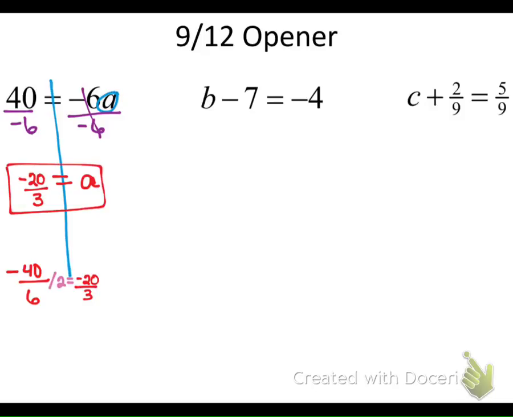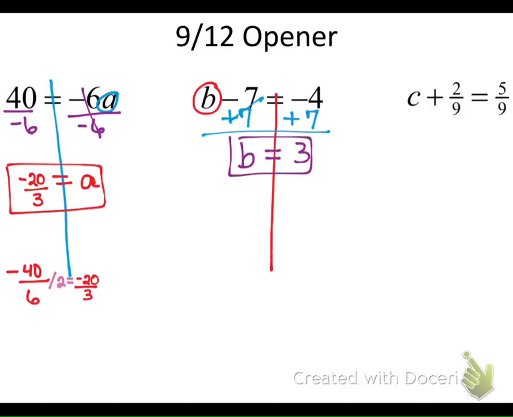Any questions on that first one? Okay, let's take a look at the second one. Isaiah, how do I get the variable by itself here? So I'm going to plus 4 like this. Oh, much better. He had me worried. Plus 7. So I'm going to add 7 to both sides here. Cancel. Bring down my variable. Isaiah, what's -4 plus 7? 3. Positive 3. Good.